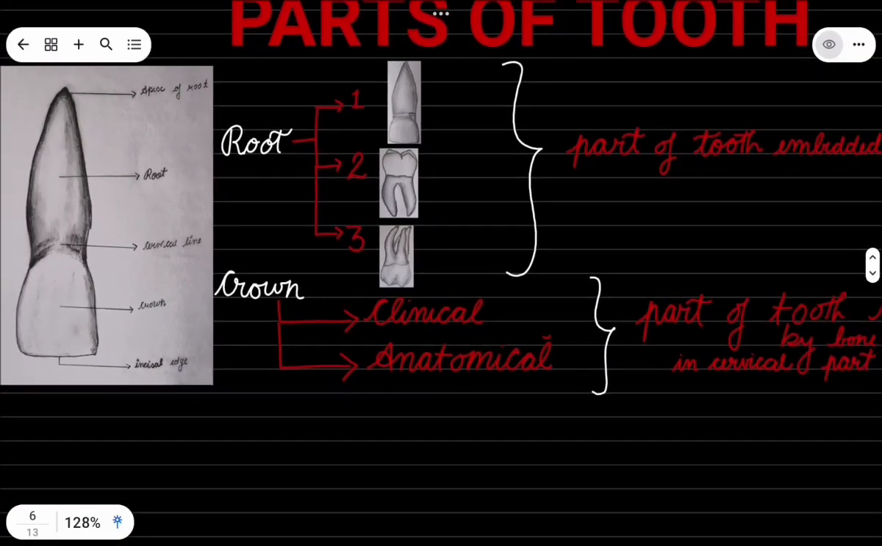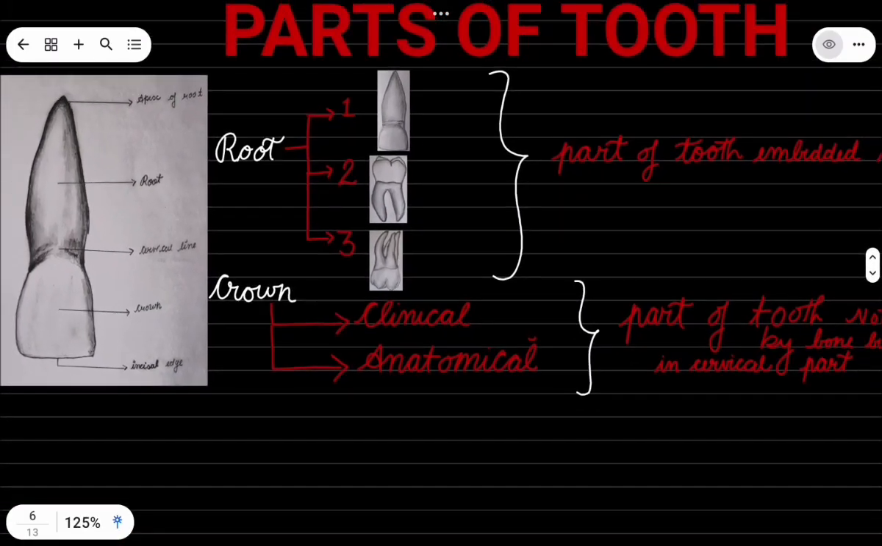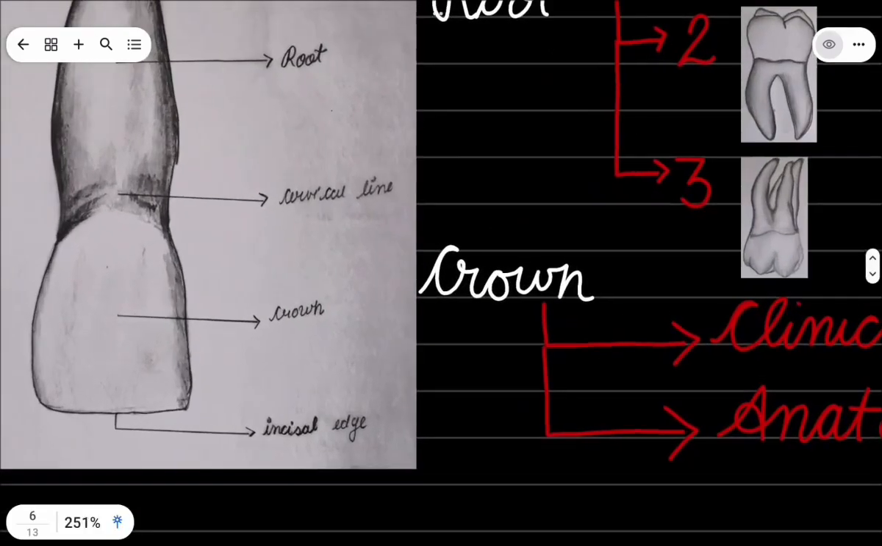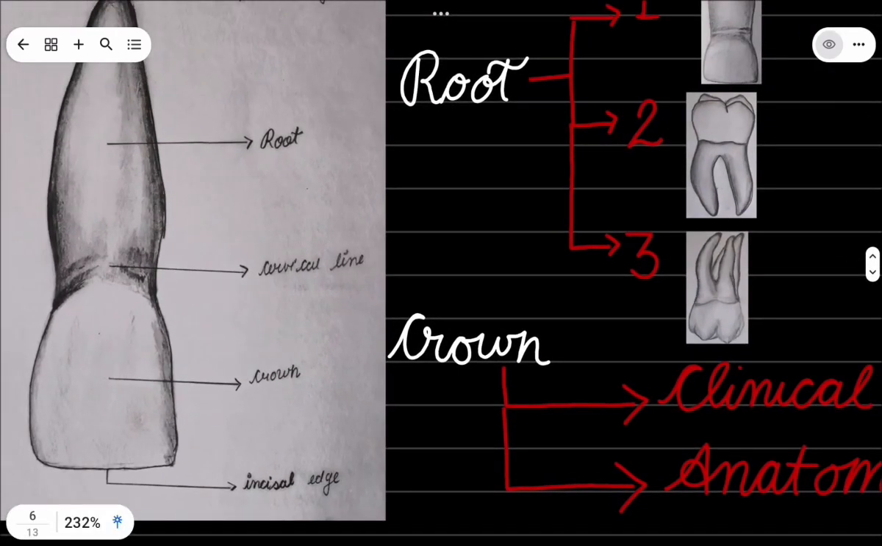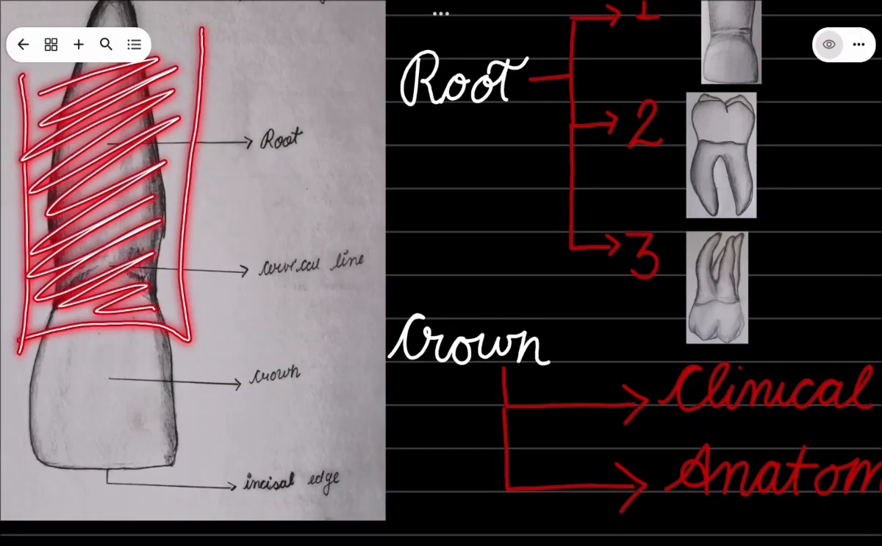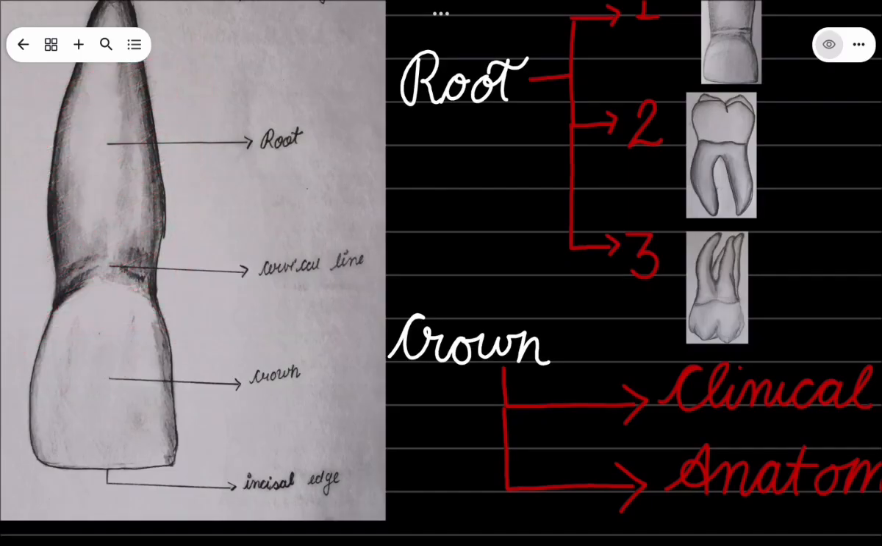Now, talking about the part which is not embedded into the alveolar bone, that is the crown. Now the crown can be either a clinical crown or an anatomical crown. Now in the oral cavity, as you can see, your teeth are covered by gums. Am I right? The teeth are covered by gums. Now some part of the crown is covered by gums as well.